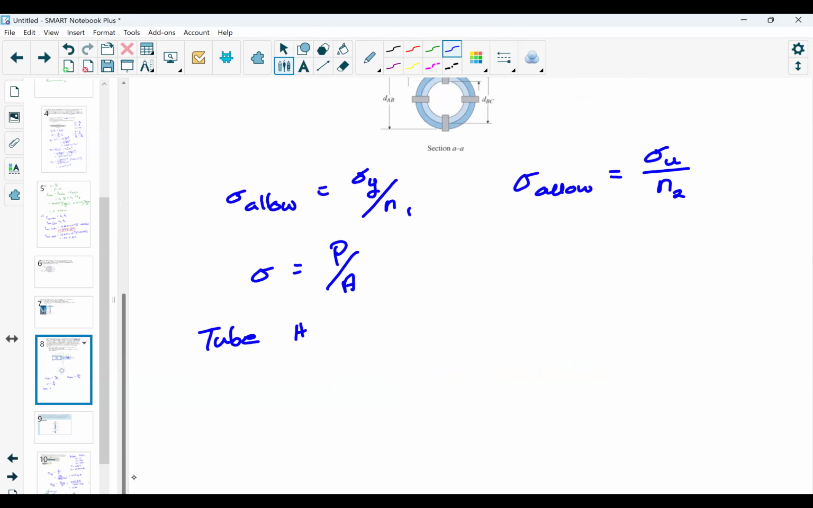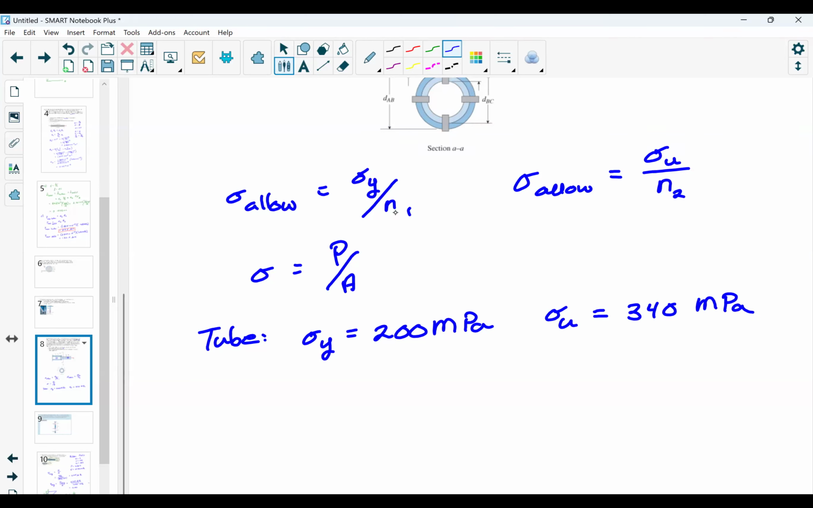Okay, so both tubes have the same... The difference is going to be their diameter. All right, and so the tubes have sigma sub y is 200 megapascals. Sigma sub u, or the ultimate, is then going to be 340 megapascals.